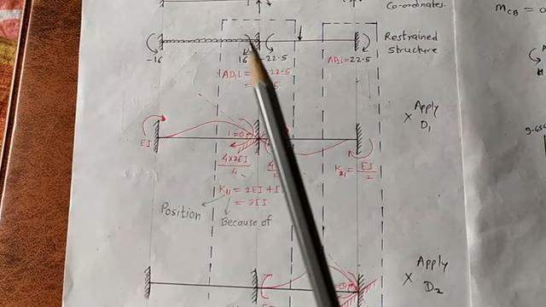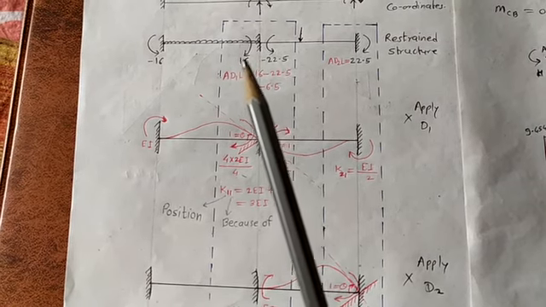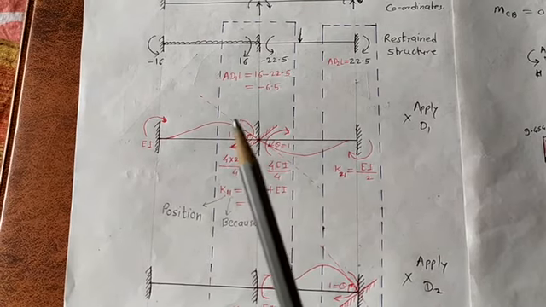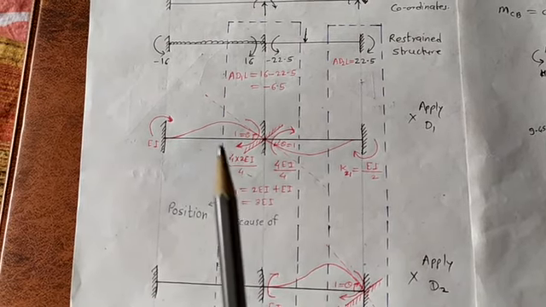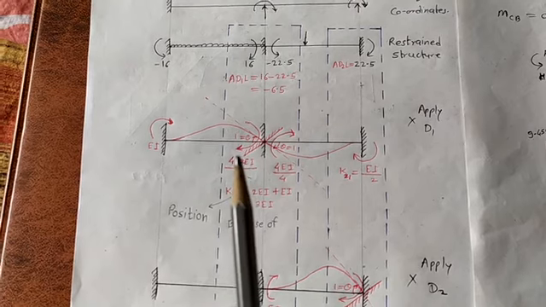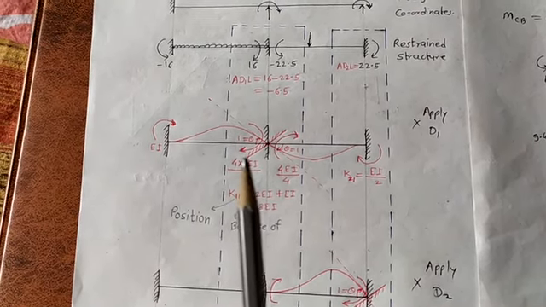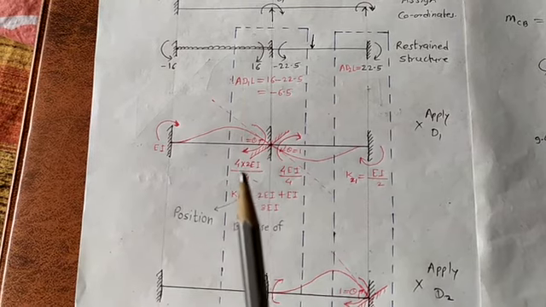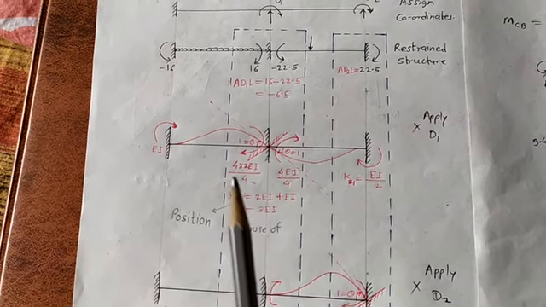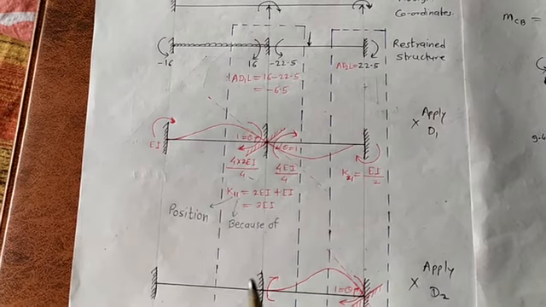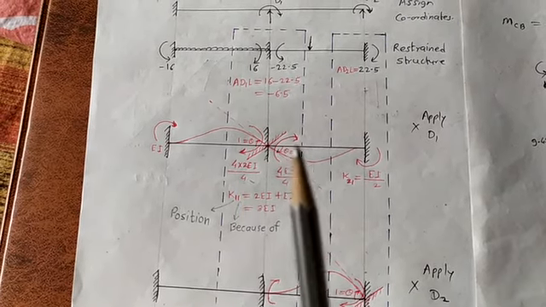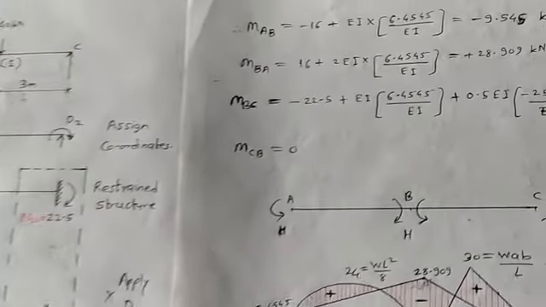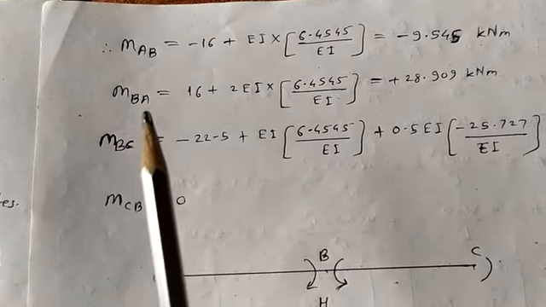So this moment is going clockwise, that is plus 16. We have to consider only this one, BA. I am dealing with only BA, so only this portion we have to consider. Plus 16 plus this 2 EI, and here there is no moment. This 2 EI will be multiplied by D1. The same thing I have written over here, that is finding out MBA.